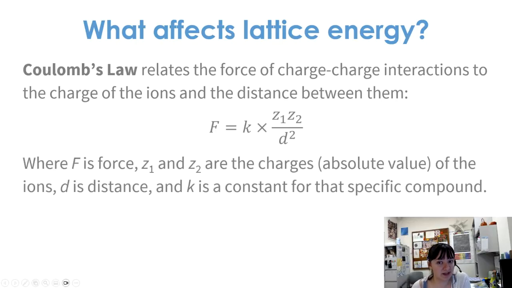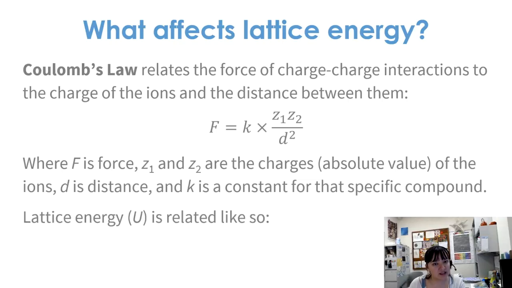So Coulomb's law can be represented right here, where F is force, k is just a constant, and then our different Z values here are the absolute value charges of our different ions. So for instance, if you've got magnesium 2 plus and chloride with a minus charge, then Z1 and Z2 are going to correspond to those charges. So 2 for magnesium and then 1 for chlorine. Then the d here just refers to the distance or separation between our different charges. And so traditionally speaking, that's just the ionic radii of your different ions.